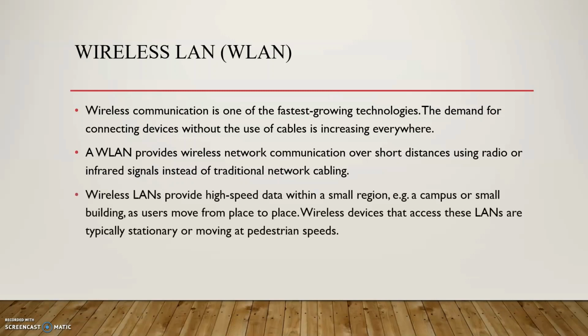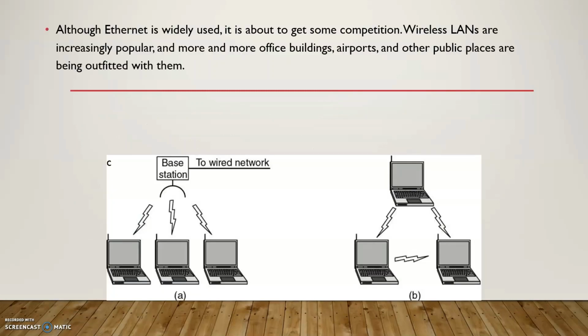Wireless LANs provide high-speed data within a small region, for example a campus or small building. As users move from place to place, wireless devices that access these LANs are typically stationary or move at pedestrian speeds. Although Ethernet is widely used, it is about to get some competition. Wireless LANs are increasingly popular, and more office buildings, airports, and other public places are being outfitted with them.